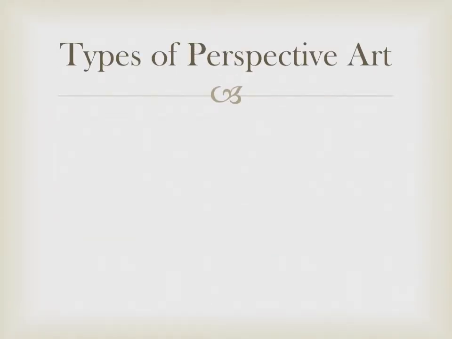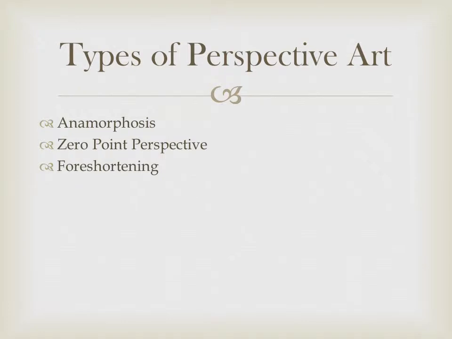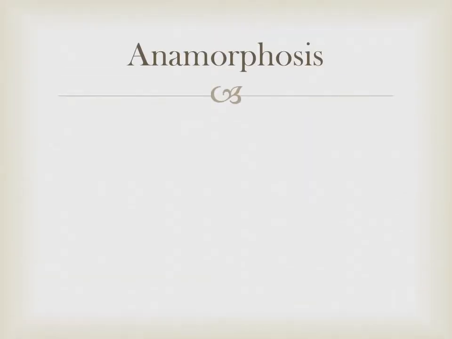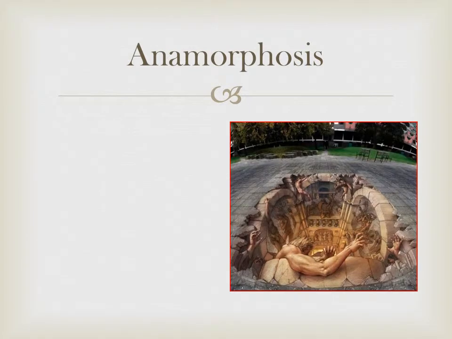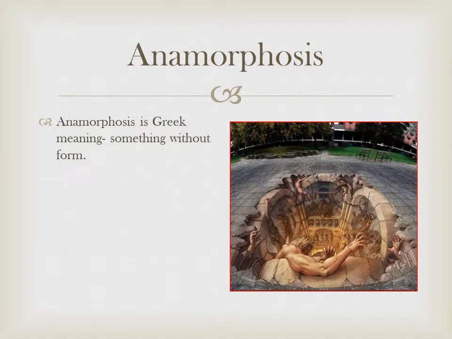Types of perspective art: anamorphous, zero-point perspective, foreshortening, and curvilinear perspective. Anamorphous art. Anamorphous comes from the Greek word meaning something without form.